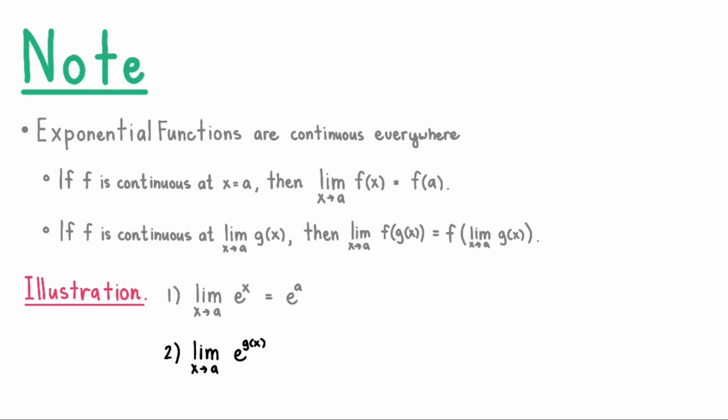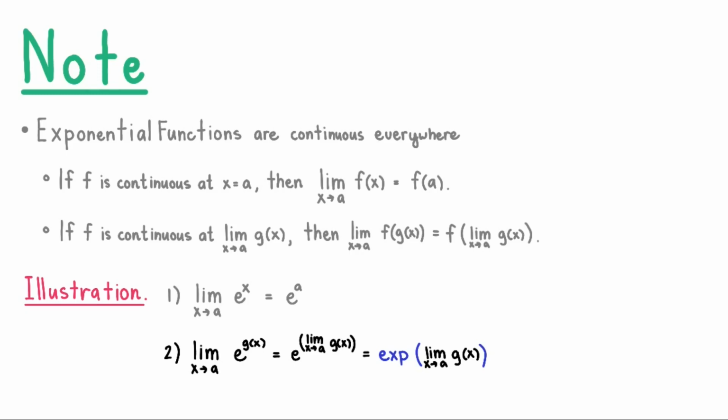Since we know that the exponential function is continuous everywhere, then we can factor out e in this limit, or that is, we'll have the exponential of the limit of g of x as x approaches a. Or to write this much better, we can write it as the exponential of the limit of g of x as x approaches a. So these two are the same. That illustrates our two properties that we can use later on.